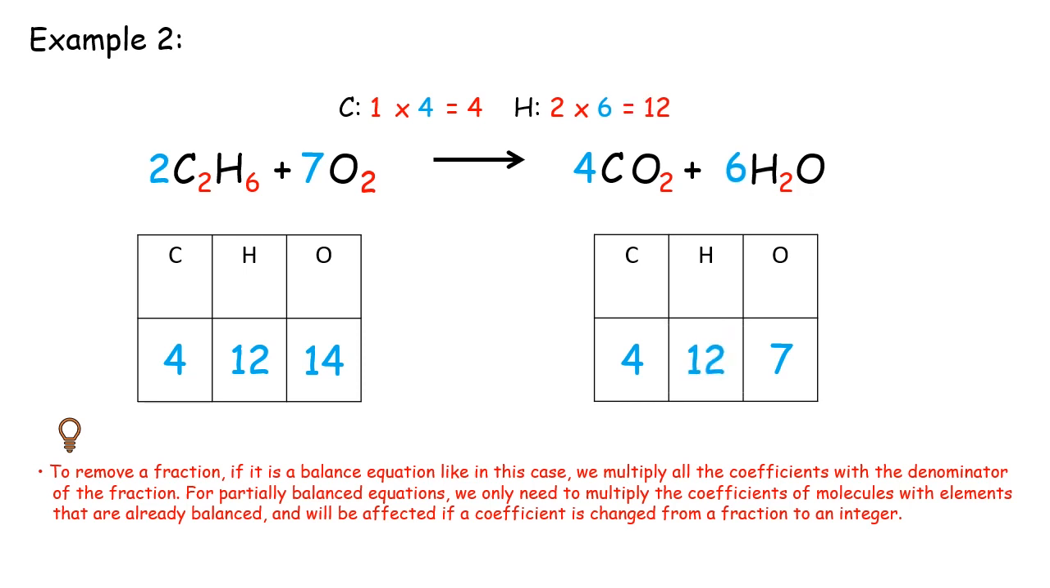As for oxygen, multiplying its subscript in carbon dioxide by its coefficient of 4 gives us 8 oxygen atoms. Multiplying its subscript in water by its coefficient of 6 gives us 6 oxygen atoms. Adding the two numbers gives us a total of 14.